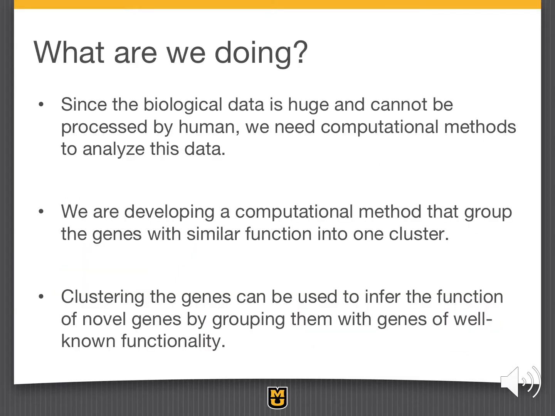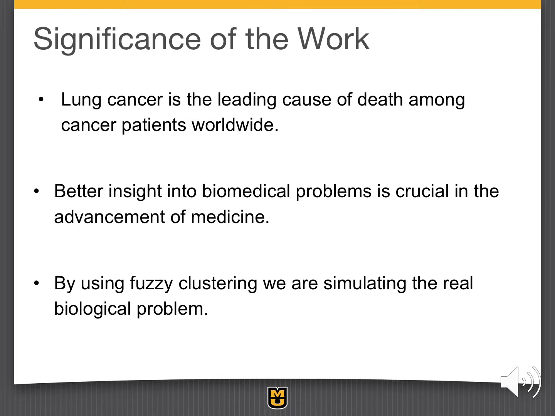So what are we doing? Biological data cannot be processed by people alone as it is too large, so we need computational methods to analyze this data. We utilize different computational methods to group the genes with similar functions into clusters and then analyze the results. This can be used to infer the functionality of novel genes by grouping them with genes of well-known functionalities.